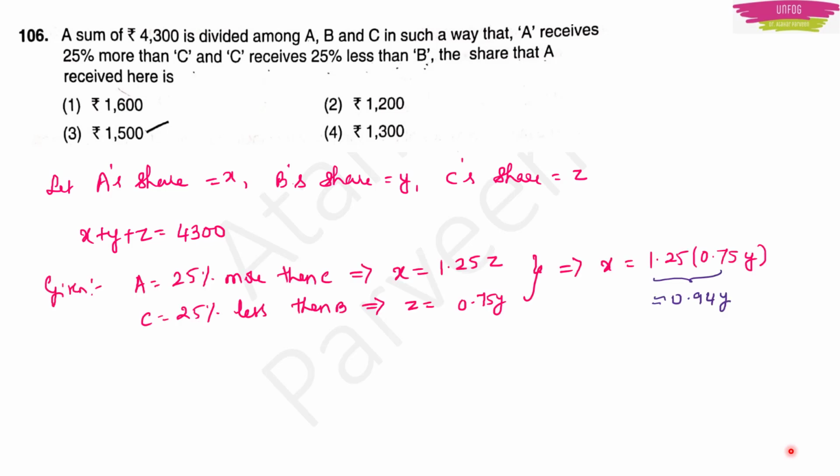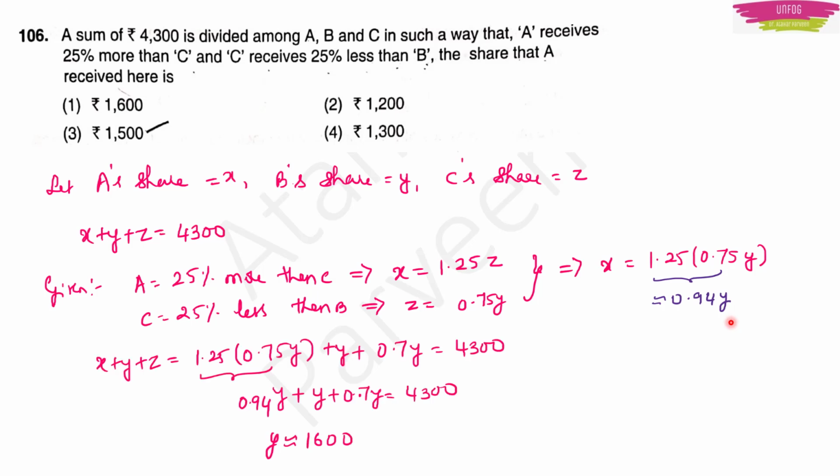Then they are also telling that A is 25% more than C, means X will be 1.25 times Z, and they are telling C is 25% less than B. That means Z will be 0.75 times Y, because it is less than, right? So less than means you have to do 100 minus 25, correct? Or 1 minus 0.25. So it will be 0.75. With these two options, I can understand that X is somewhere related to Y, right? So I put Z is equal to 0.75 into Y here. I get X is equal to 0.94 Y approximately.